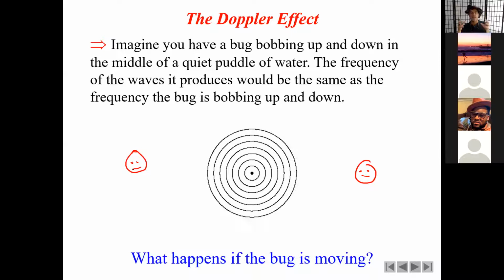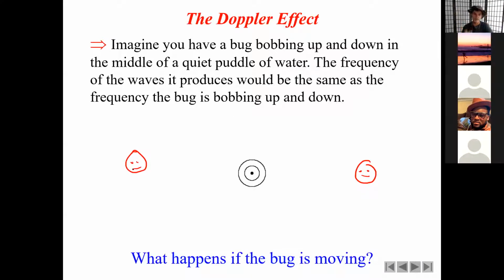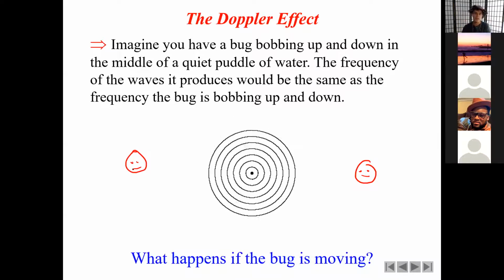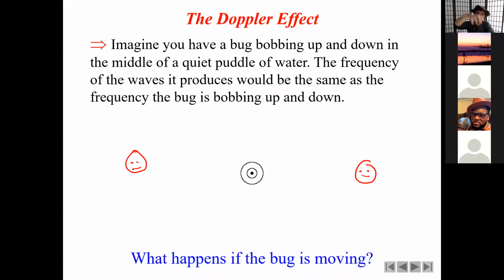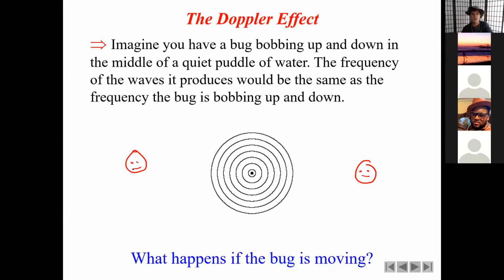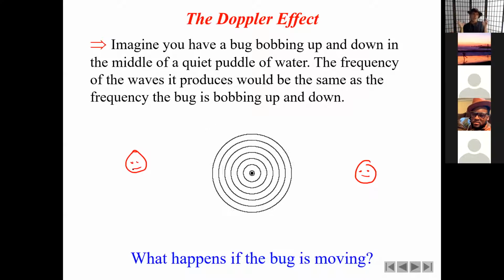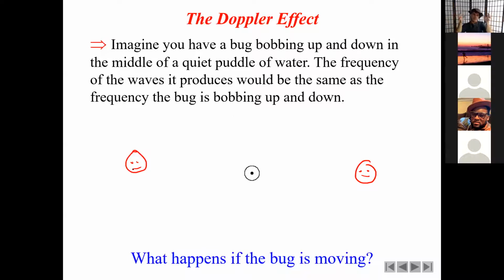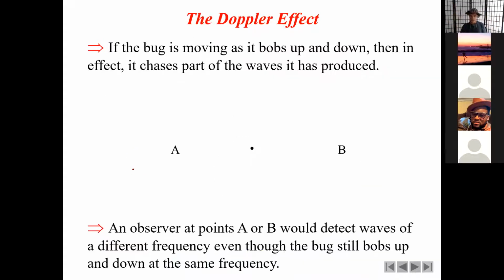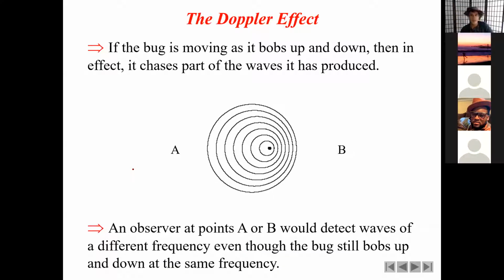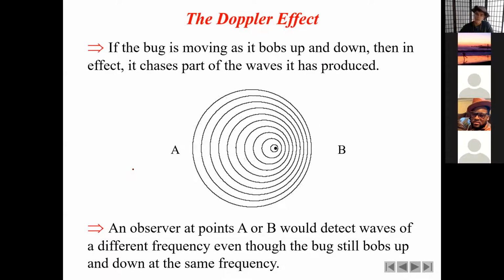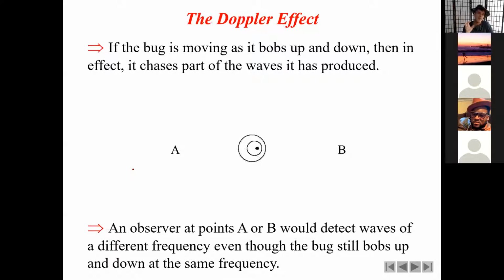I'm going to detect the exact same frequency of waves that the bug is producing. So if the bug is moving up and down, let's say a couple times a second, frequency is 2 Hertz. That's going to be the same as the frequency of the wave that I detect on either side if this bug is not moving. Now, what happens if the bug is moving while it's doing its push-ups or creating a wave? Then what happens is, depending upon whether the bug is moving towards me or away from me, I'm going to detect a different frequency than the bug is emitting.